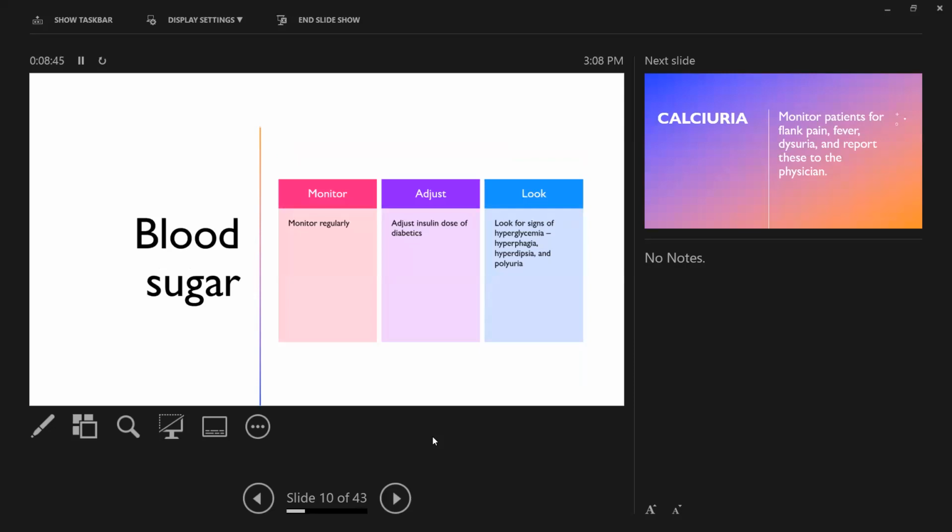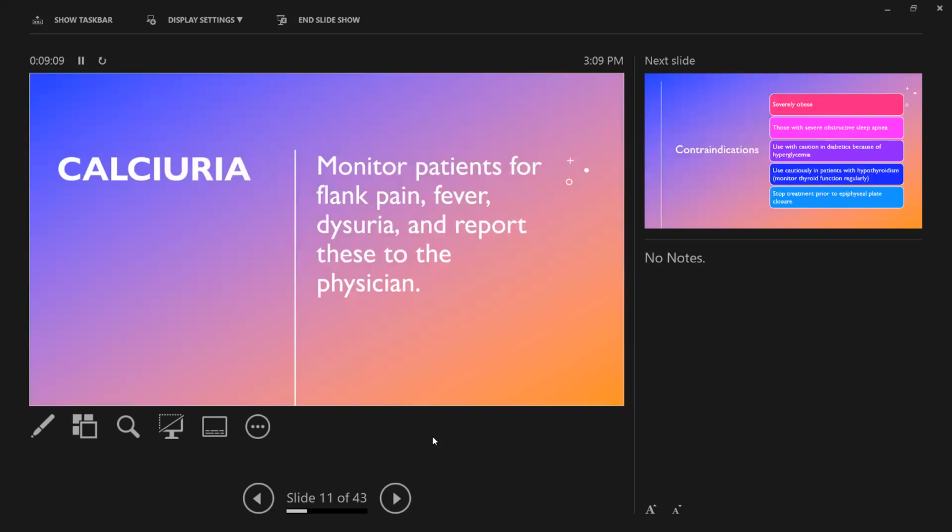So monitor blood sugar regularly, adjust insulin doses in the case of diabetes. Look for signs of diabetes: hyperphagia, hyperdipsia, polyuria, hyperglycemia. Look for those signs, treat them if necessary, and contact the primary care physician. For calciuria, monitor patients for the signs of kidney stones: flank pain, fever, dysuria, hematuria. Report these to the physician.